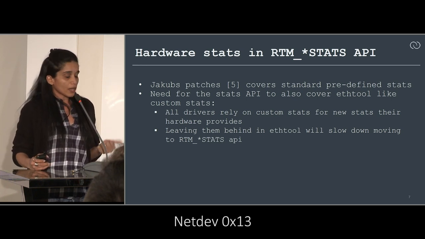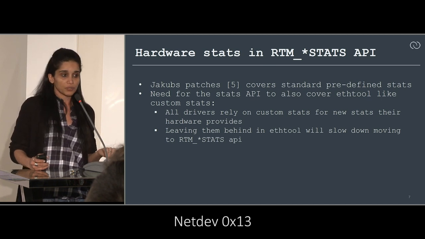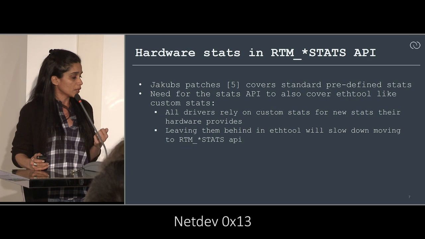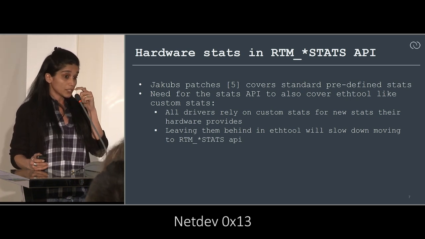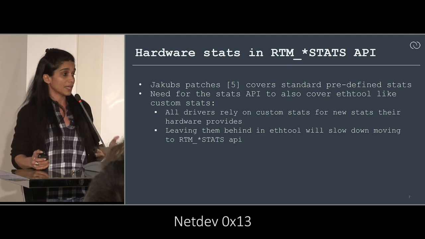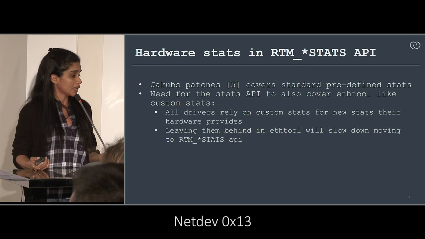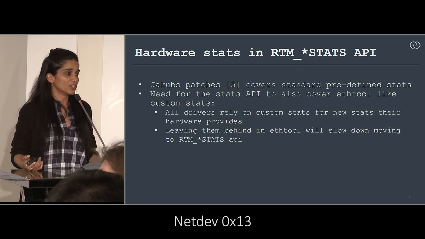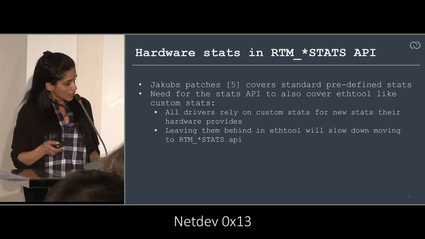Now, there are some patches from Jakub which try to add hardware stats to this. And again, there has been a discussion going on upstream, and I don't think those patches have gone in yet, but it would be nice to not give up on ethtool-like stats, the custom stats that ethtool provides, which are really handy. And if those don't move to this API, then people will not leave ethtool, and they'll keep using it forever.